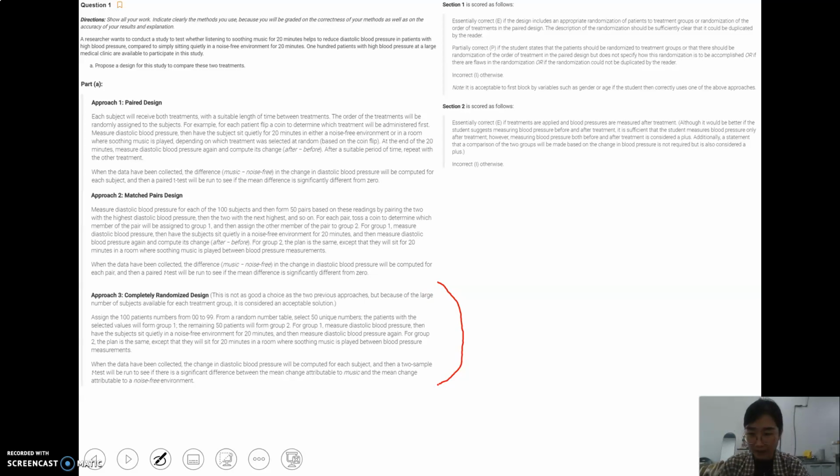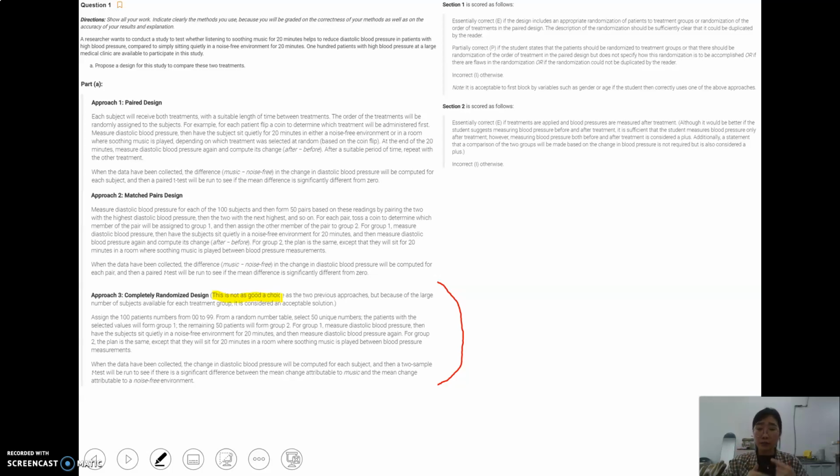Only one person didn't use a completely randomized design. And as you can see here, it says this is not a good choice, okay? What that means is that you are not going to get a P (partially correct) for part A, but it depends on how well or how poorly your answer is constructed.